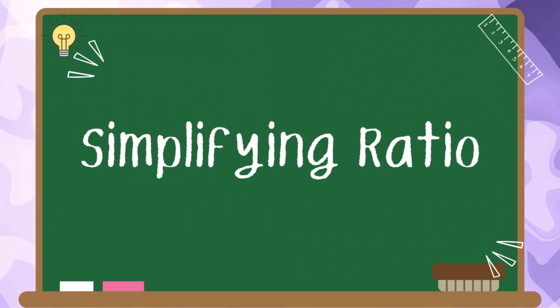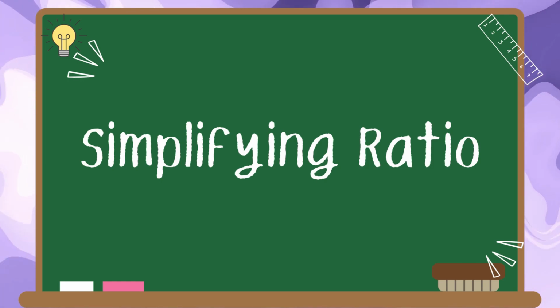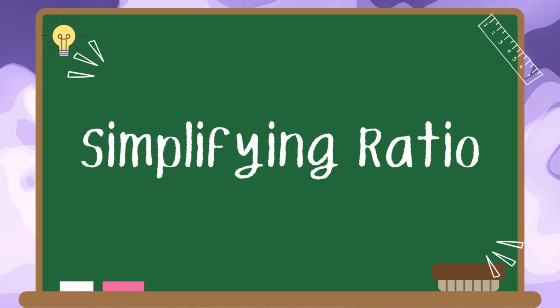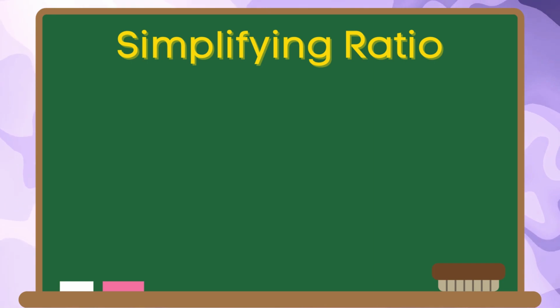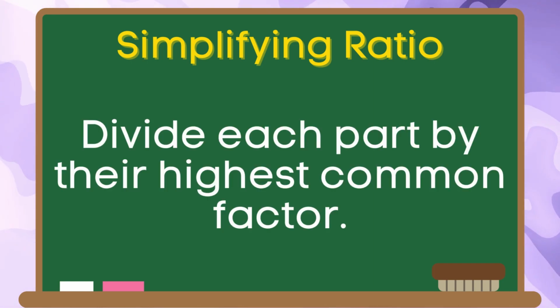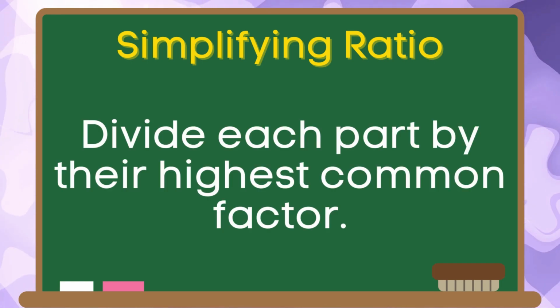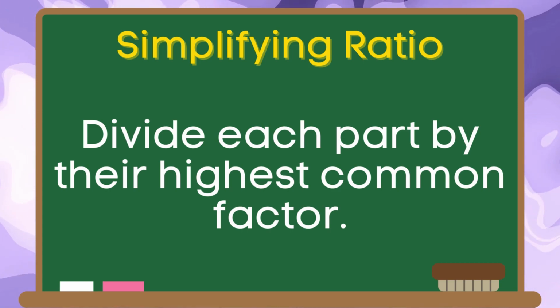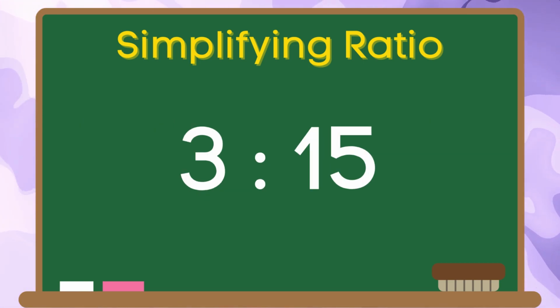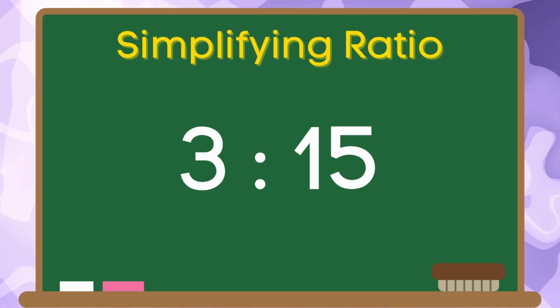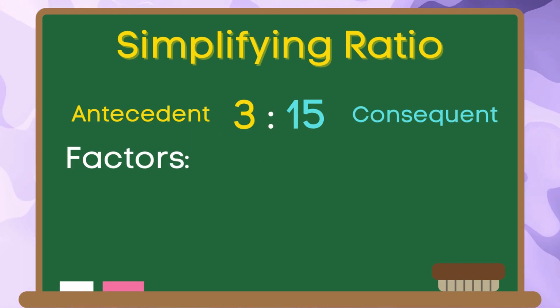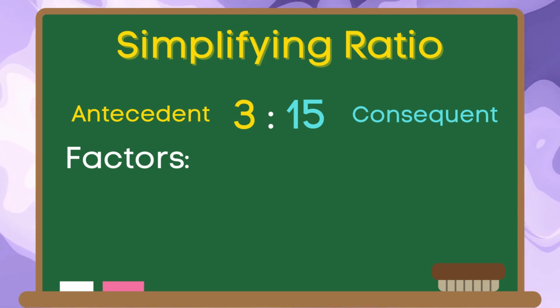In this video, you are going to learn how to simplify ratio. To get the simplified ratio of given quantities, all we have to do is to divide each part by their highest common factor. For this example, we have 3:15. Let us get the factors of the antecedent and the consequent of the given ratio.